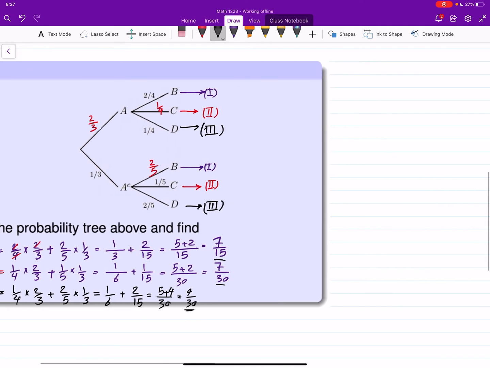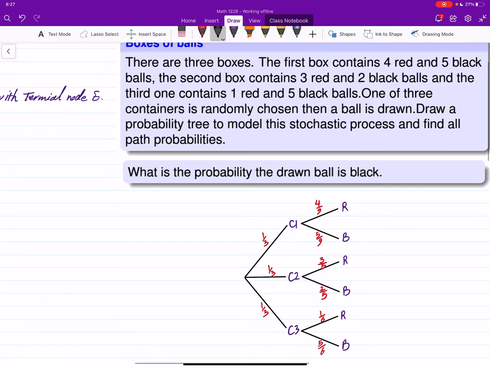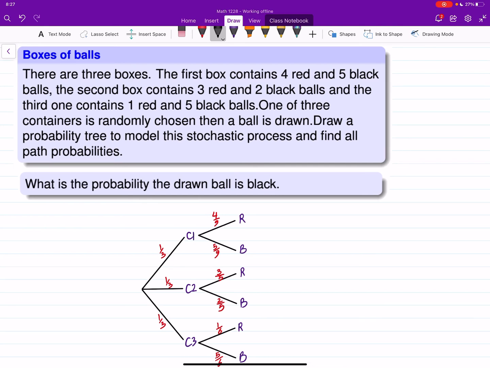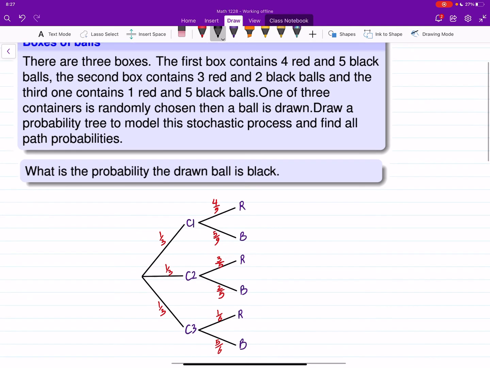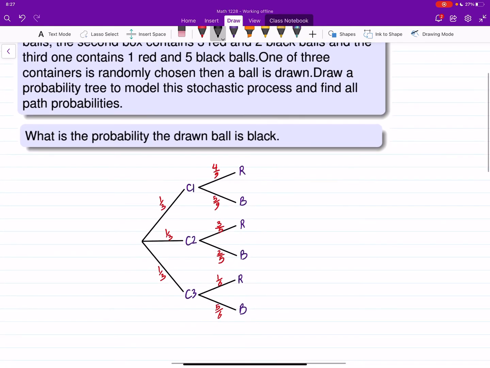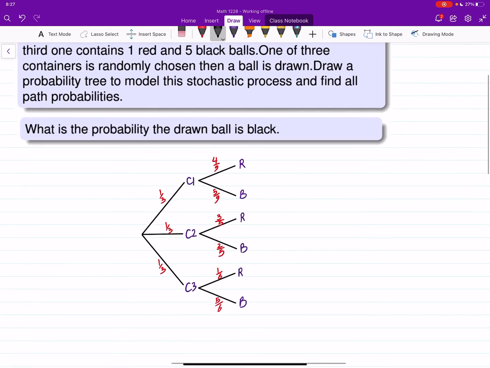Let's go back to one of these word problems that we had before. There were 3 boxes containing some number of balls. If you haven't seen these examples, please go back to the videos and you will see how we set up the tree. So I copied the tree here. Now the question is, what is the probability that a drawn ball is black?